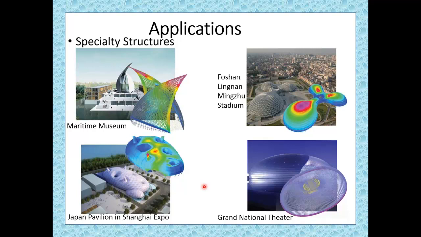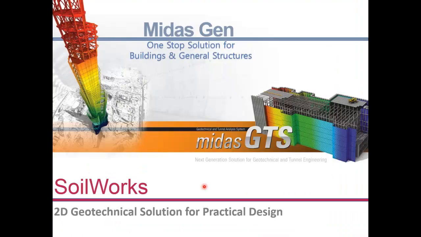Okay, so basically we are going to be talking about some programs, family programs of Midas Gen program, which can be helpful for us to perform soil structure interaction. Okay, so we have Midas Gen, which is a one-stop solution for buildings and general structures. So why we call one-stop solution? This is because RCC as well as steel superstructure as well as substructure can be modeled, analyzed, and designed in Midas Gen itself in a single model.